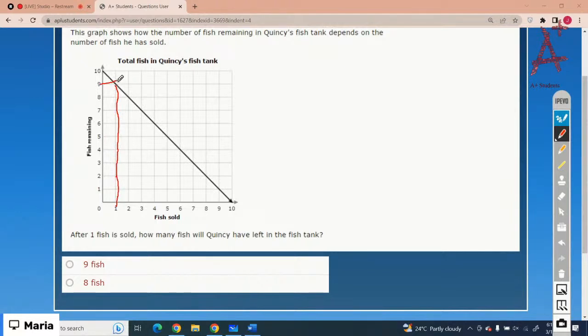Got it? So when he sold one fish, he is left with 9. 9 fish are remaining in the tank. So the correct option is 9 fish.